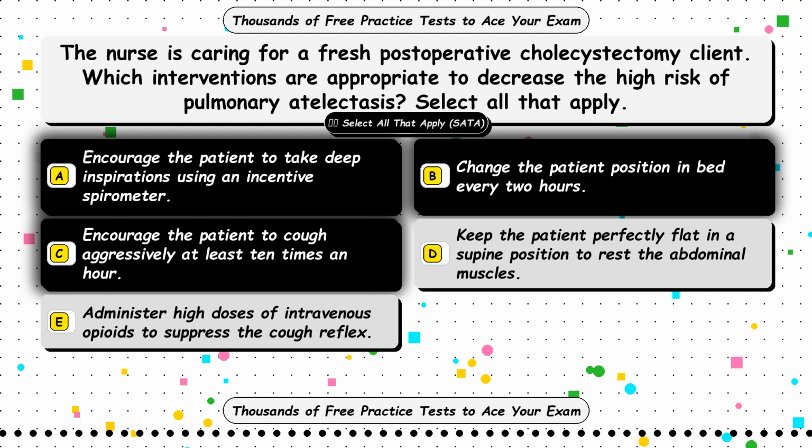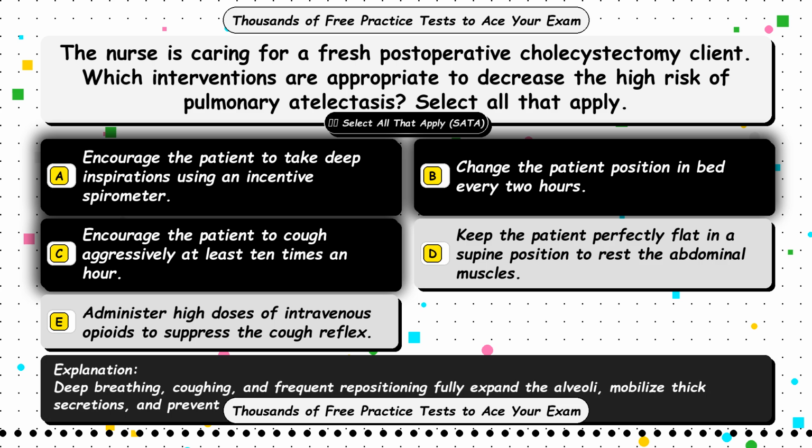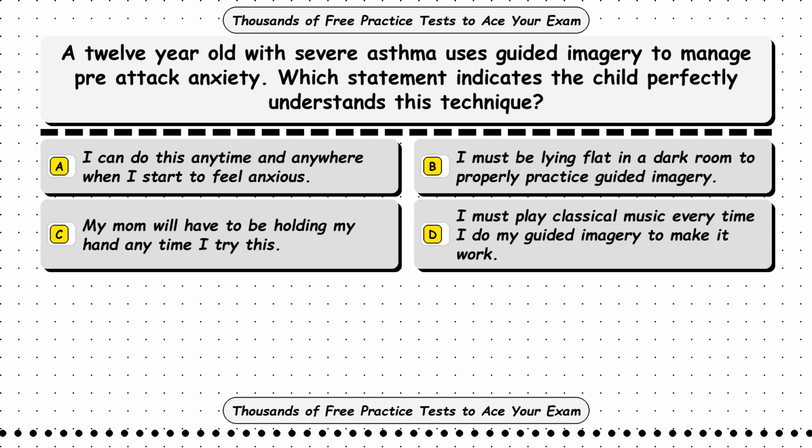The correct answers are options A and B and C. Encourage the patient to take deep inspirations using an incentive spirometer. Change the patient position in bed every 2 hours. Encourage the patient to cough aggressively at least 10 times an hour. Deep breathing, coughing, and frequent repositioning fully expand the alveoli, mobilize thick secretions, and prevent the collapse of lung tissue known as atelectasis.